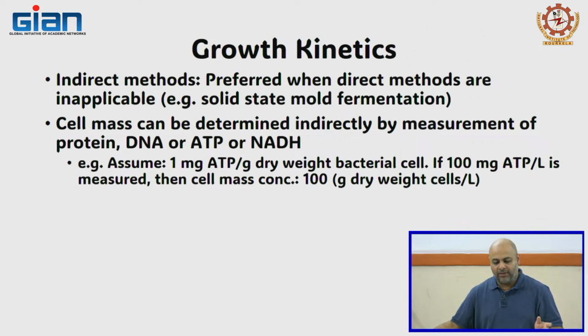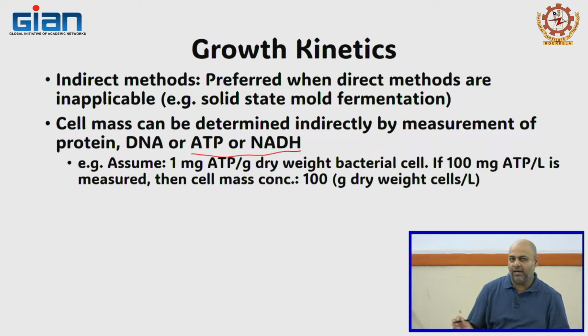Now, the indirect methods are preferred when the direct methods are inapplicable. That would be specifically for the solid state mold fermentation. So, solid state fermentation technique is widely used when you are trying to grow mycelium or fungus as a product. So, we basically use the indirect methods for that. So, the cell mass can be determined indirectly by measurement of the protein or the DNA or the ATP or the NADH.